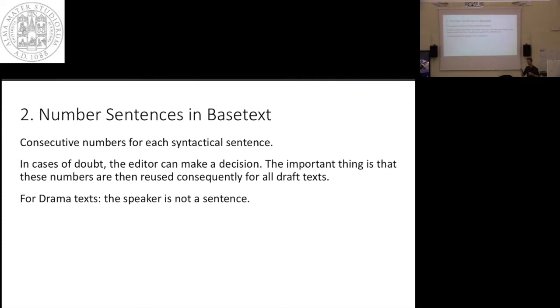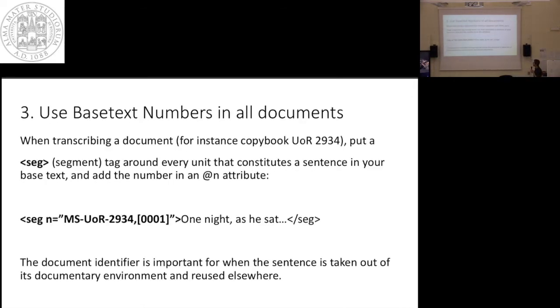So that numbering serves for everything. For drama text, the speaker is not a sentence in our system, but anyway. Then we use the seg tag to indicate that it's a sentence, yeah? And we connect the sentence from the base text to a sentence that we find in, say, the first manuscript. And that is 0001 for the first sentence, yeah? And one night as he sat is the first sentence. Exactly. Wherever we find the sentence one night as he sat, or a variant, or another version of it, we give it that number.